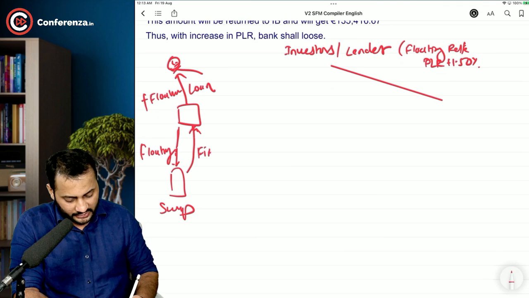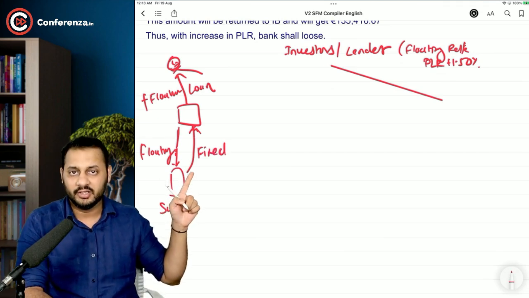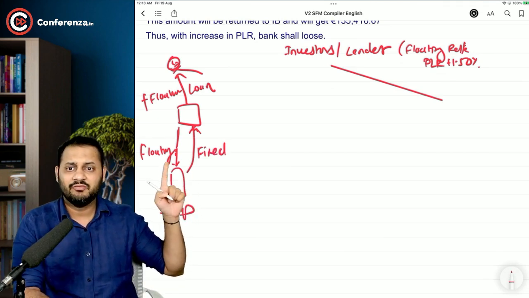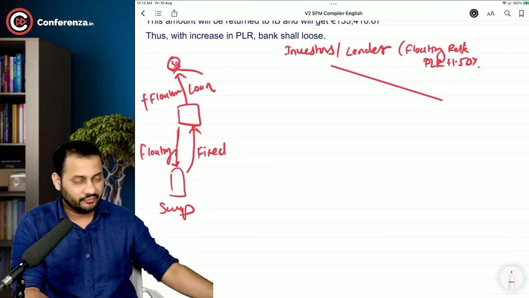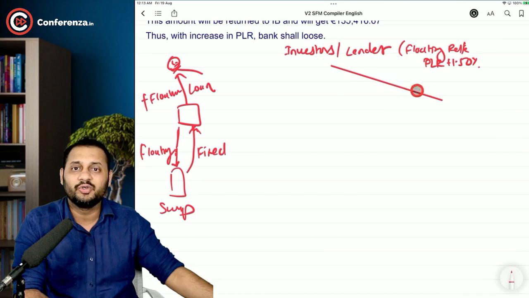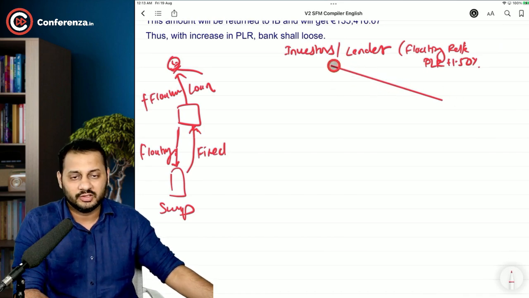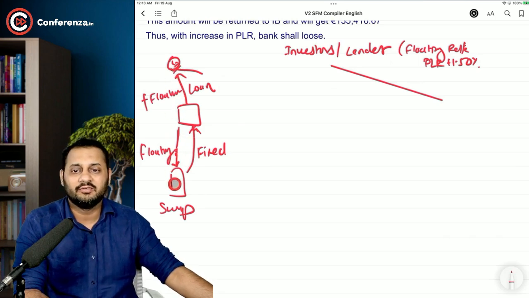So we want to receive a fixed amount every year or every 6 months, and we are ready to pay whatever the floating rates are. Why are we ready to pay floating? Because we know that the interest rates are going to go down. So the more it falls, the lesser will be our floating payment, the lesser will be the income received from the borrowers, and the lesser will be the payment, and we will receive the fixed amount.